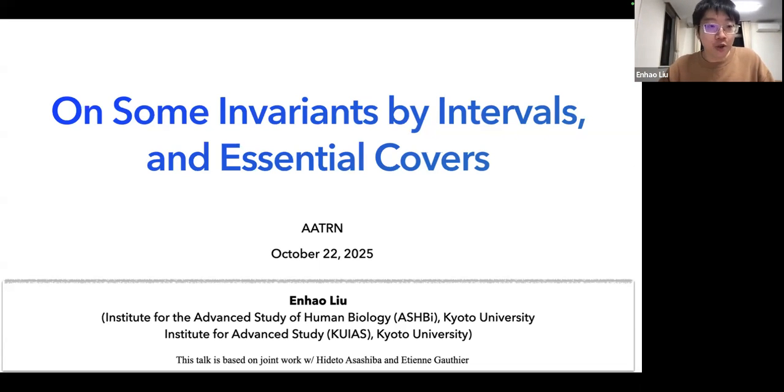So today, I will talk about my recent works on studying multi-parameter persistence. First of all, as a self-introduction, my name is Enhao Liu again, and now I work as a program-specified researcher at ASHBI, the Institute for the Advanced Study of Human Biology in Kyoto University. Today's talk is based on joint work with Hideto Asashiba and Etienne Gauthier.